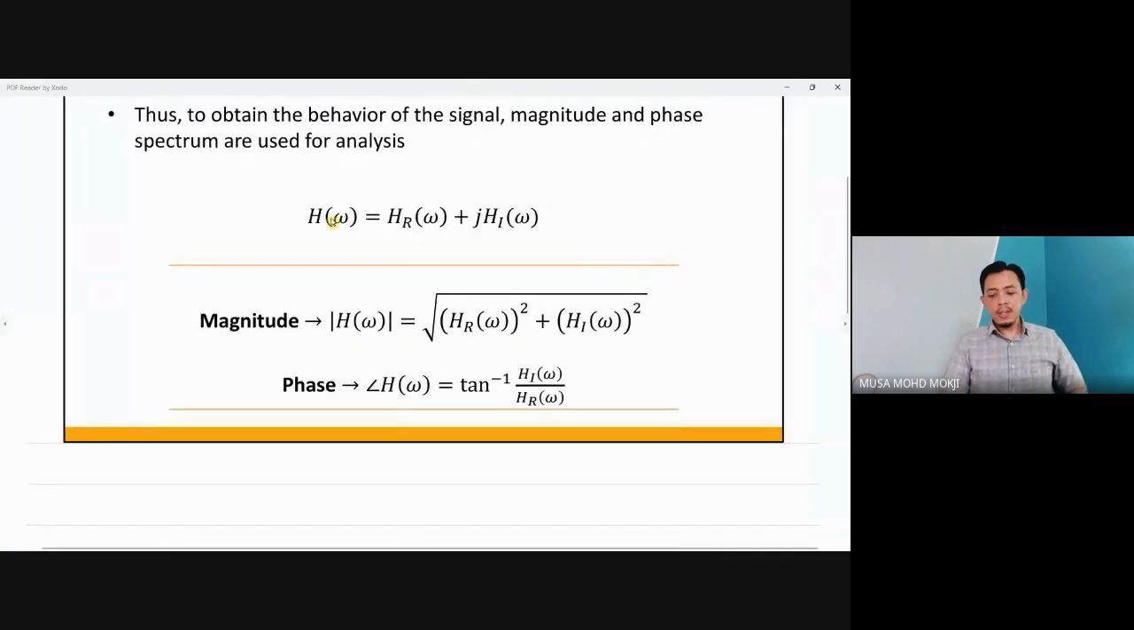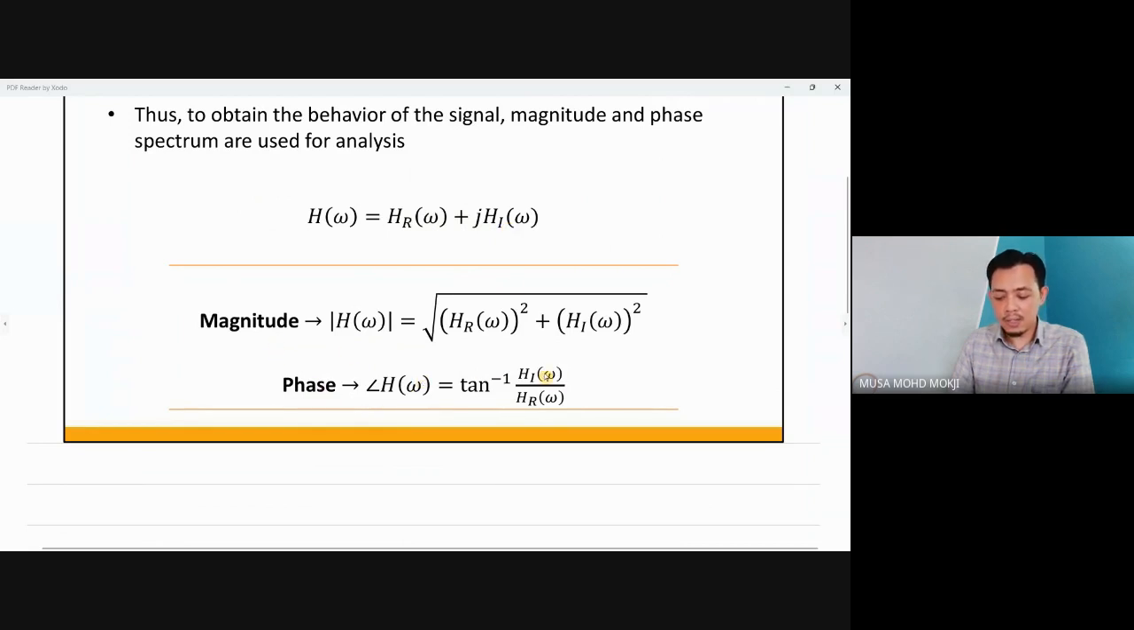So originally, after we do the calculation using that formula, the summation of h[n] multiplied by e to the power of minus j omega n, we will get this one. But this is actually not really meaningful, so we need to convert it into magnitude and phase. These are the ones that we're going to analyze. So how to get magnitude? Very easy, this is very basic math: real squared plus imaginary squared, square root. So that's the magnitude.